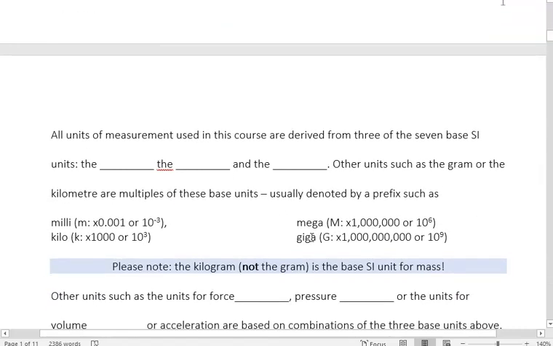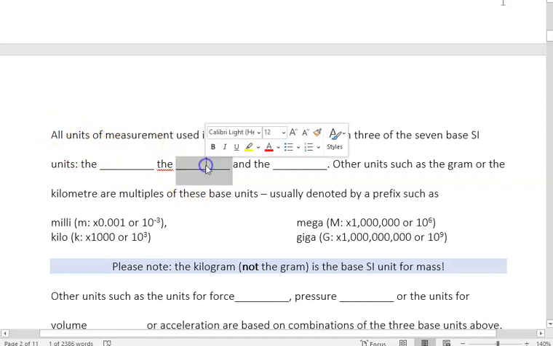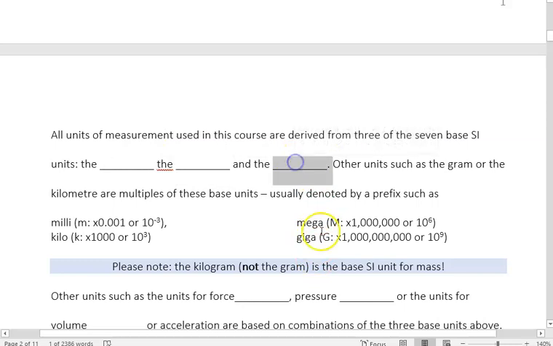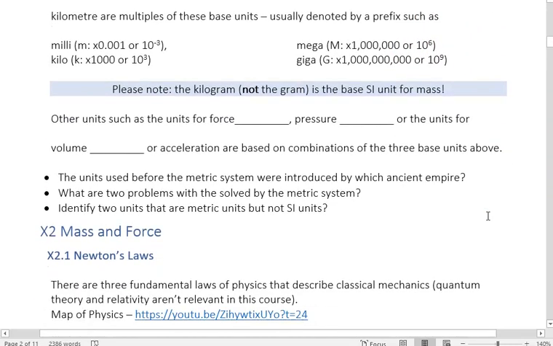All units of measurement in this course are derived from three of the base SI units. Now, that's not entirely true because we did talk about Kelvin and amps, but these are the three that I want to focus on. The three main units are the kilogram, kg, the meter, and the second. Other units, such as the gram or the kilometer, are multiples of these units, and they're usually denoted with a prefix.